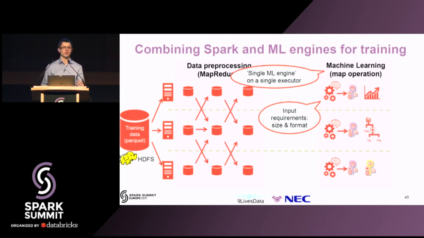But to move from the first phase, data preprocessing, to the second phase, machine learning, we must satisfy some input requirements of this second phase, actually the input requirements of the machine learning engines that are executed in parallel. So these requirements are the size of data that we provide to them and the format of those data.